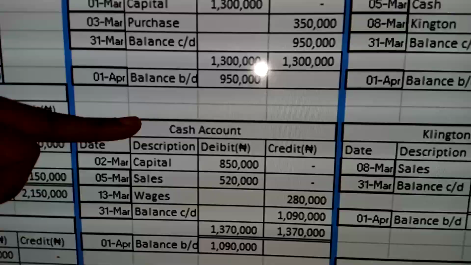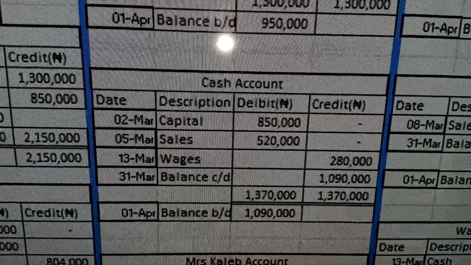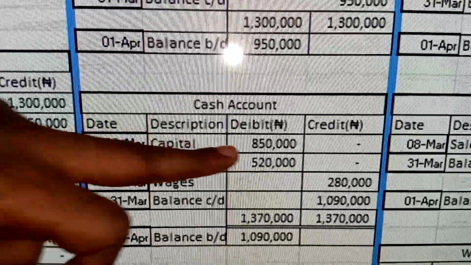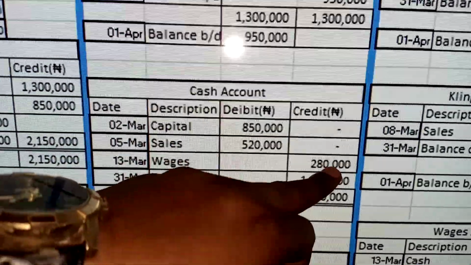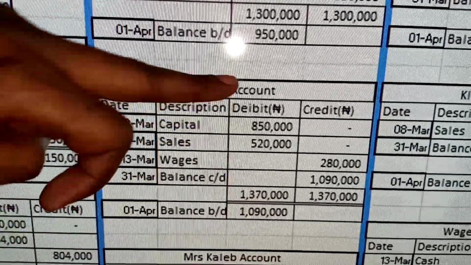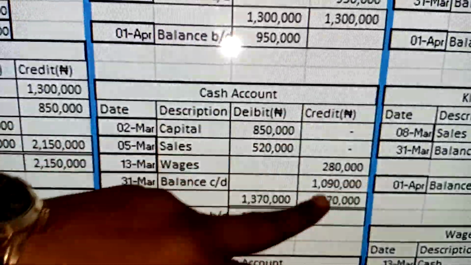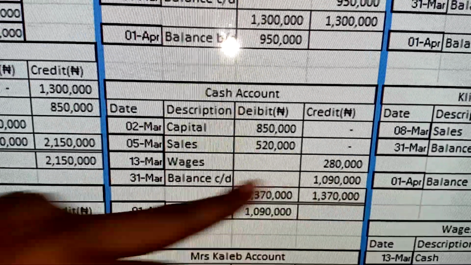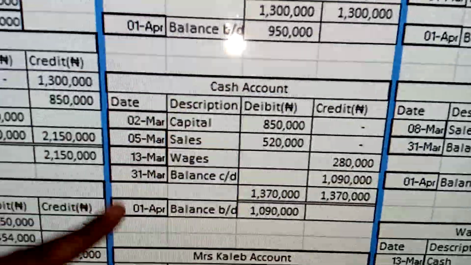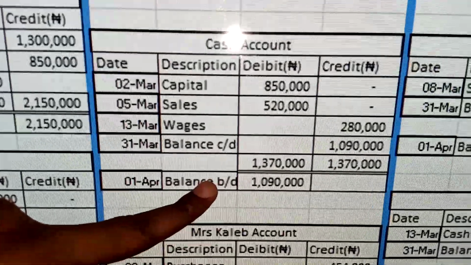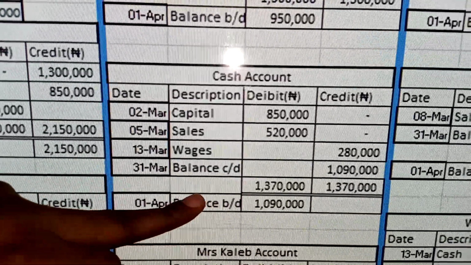The next one here is the cash account. Now the cash account, we have three items. We have 850,000 on the debit side, 520,000 on the debit side, and we have 280,000 on the credit side. So the debit side is higher than the credit side by 1,090,000. That is the balance carried down you're having here. So this balance carried down becomes the balance brought down. So this cash account has a debit balance.